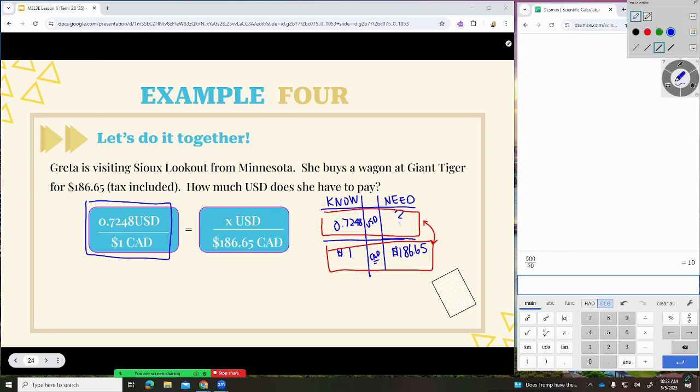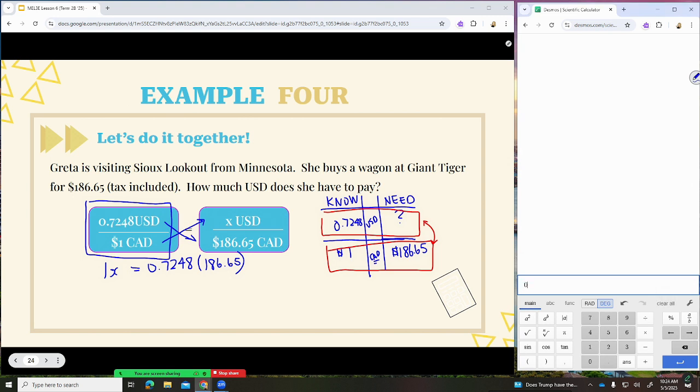Once we've done that, then we can simply cross multiply. So we're going to take what we know and cross multiply. We know that $1 Canadian and we're cross multiplying. We have an X. We don't know that. So we can simply write 1X. 1X is equal to 0.7248 times, we're cross multiplying, times $186.65.